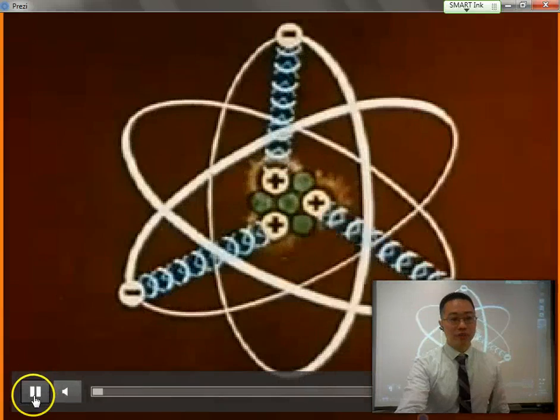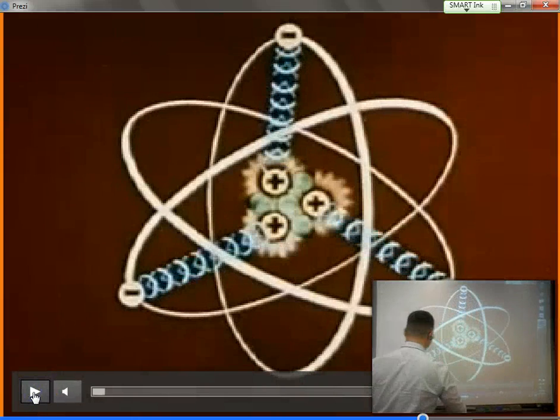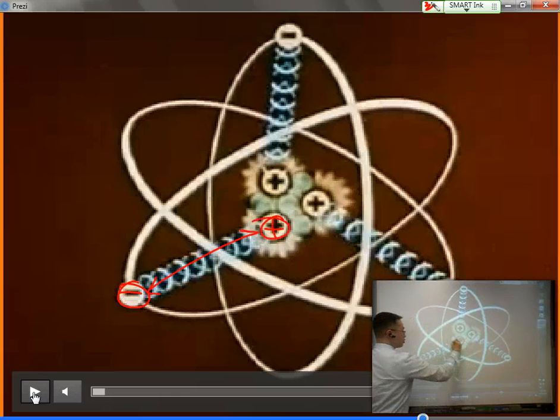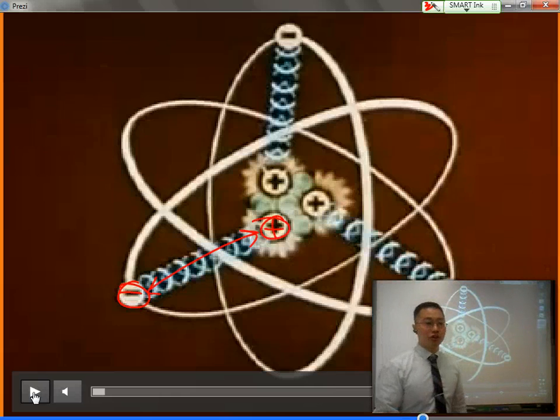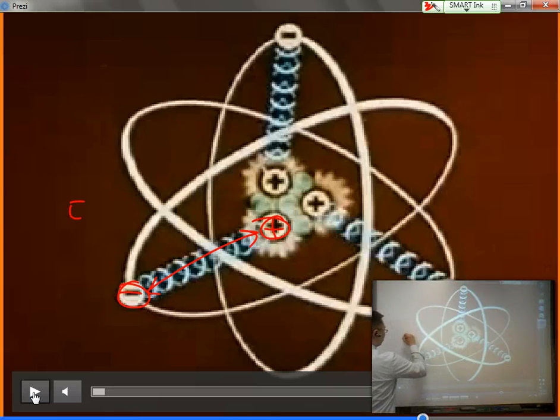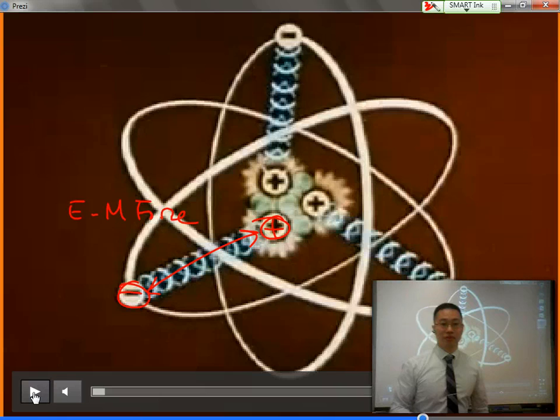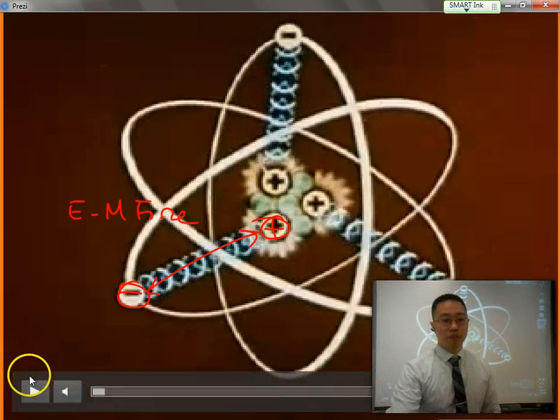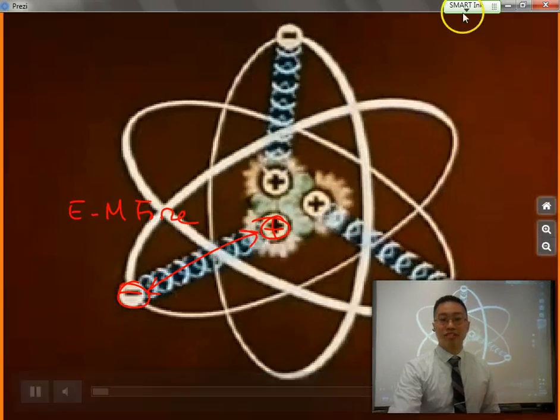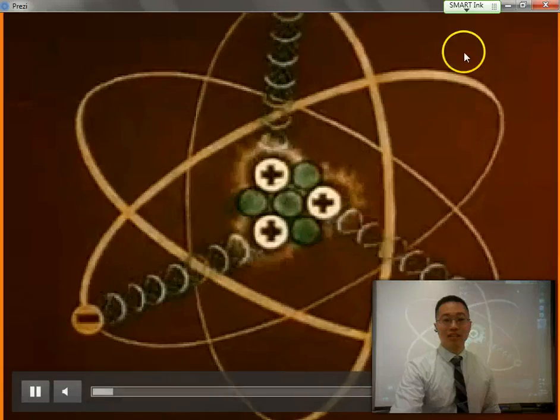With the electron and the proton, it's kind of obvious because we have a negative charge here, we have a positive charge here. They're going to be attracting towards each other with an electromagnetic force. Okay?